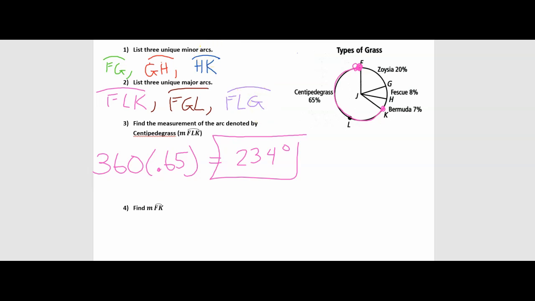Now it says find the measurement of arc FK. That's going to be this one in orange. Well, notice that the orange and the pink make up the entire circle, so both of those together should equal 360. So the measurement of arc FK plus the pink, so plus 234, is equal to 360. That means the measurement of arc FK should equal 126 degrees.